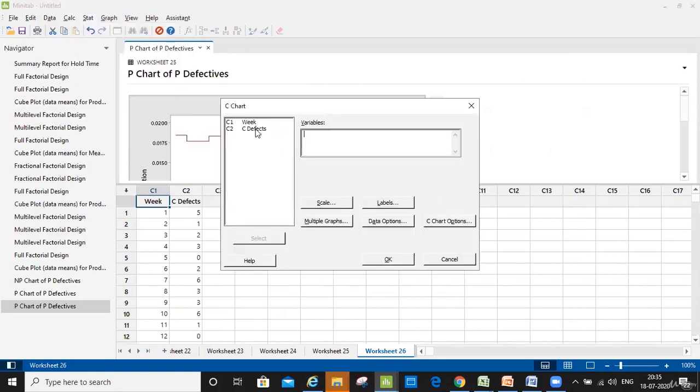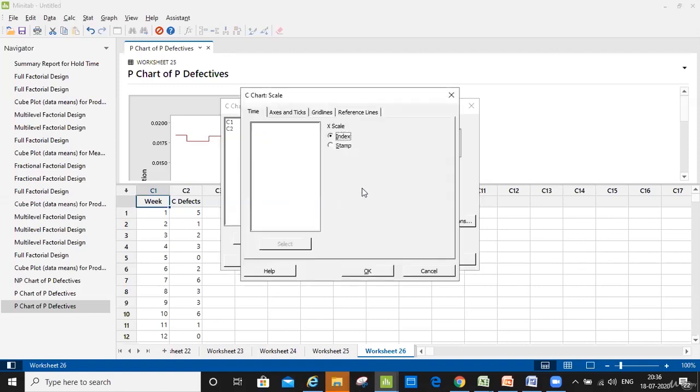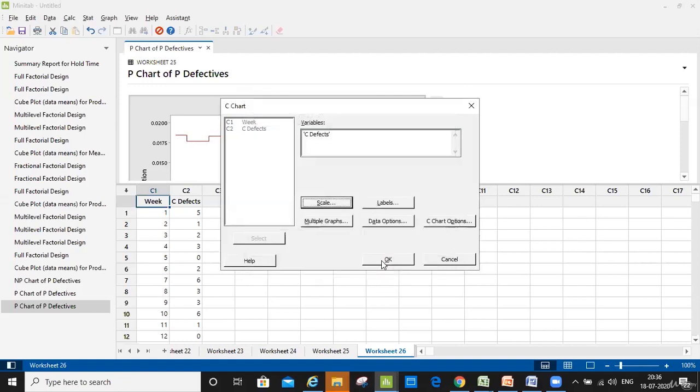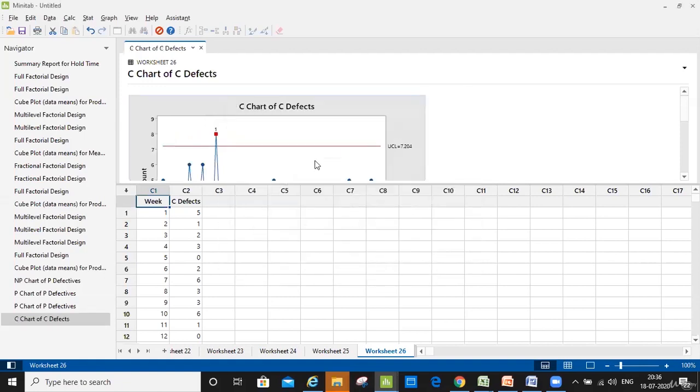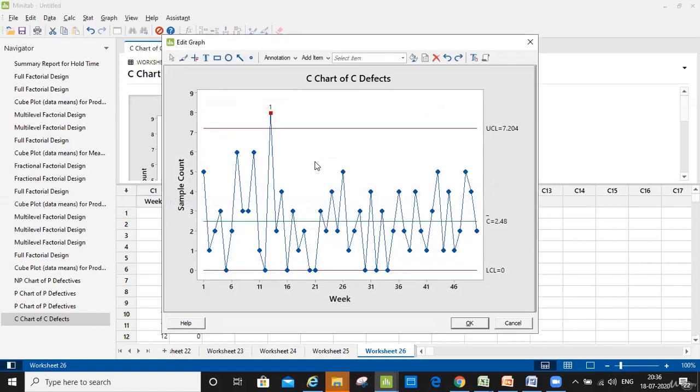So in variables, I put defect. The C chart will not give me an option to put the data points because it understands that the data points are the same for all the months, so it is not asking for it. Okay. So I click on Scale and put the number of weeks. So this is the C chart.